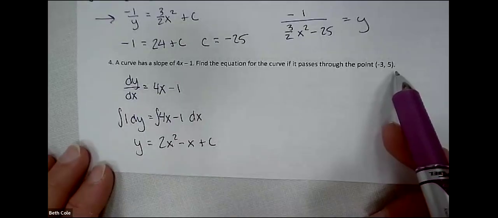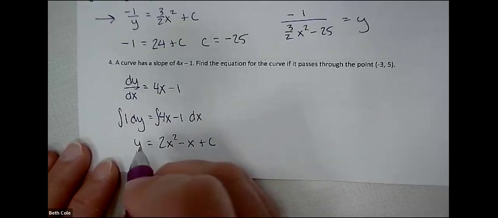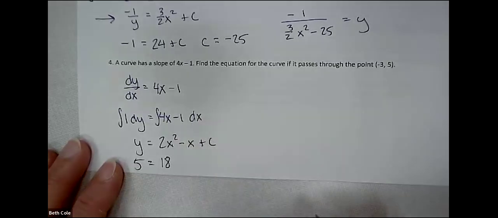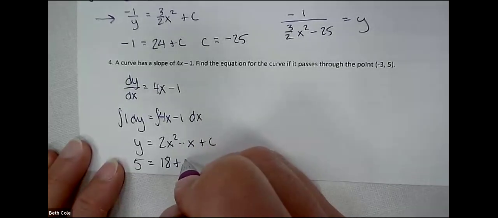Plug in our initial condition. So -3 for x, 5 for y. -3 squared would be 9, times 2 is 18. Minus -3 would be +3.